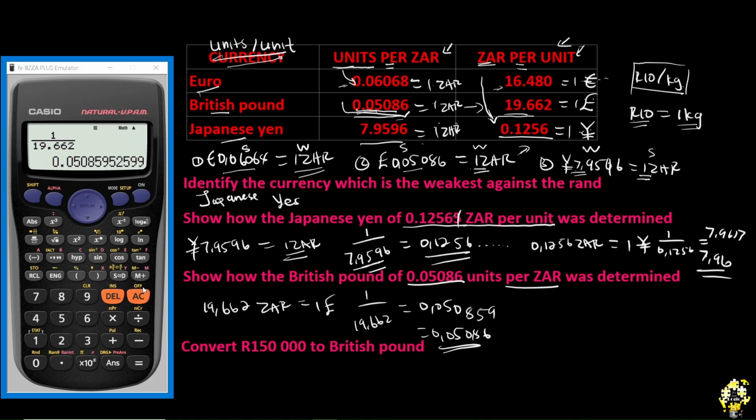That's how it works. And now let's try to convert. Let's put all these things that we're doing here into use. How do we actually convert from rands to British pounds, or from British pounds to rands? Well, let's do this. They are saying that we are supposed to convert 150,000 to British pounds.